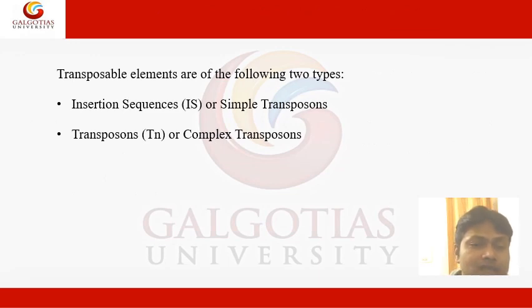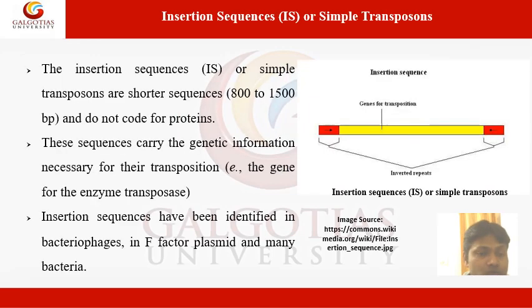Now the transposable elements are of the following two types. These are the IS, meaning insertion sequences, also known as the simple transposons, and the second one is the transposons, represented as TN, or the complex transposon.